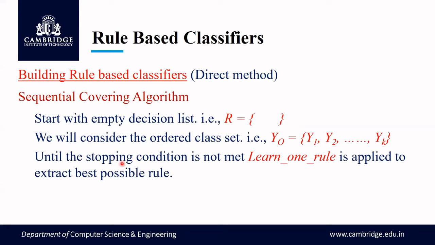So until the stopping condition is met, I will be applying this learn one rule method, which helps us to extract the best possible rule. Okay, so this is how your sequential covering algorithm works.